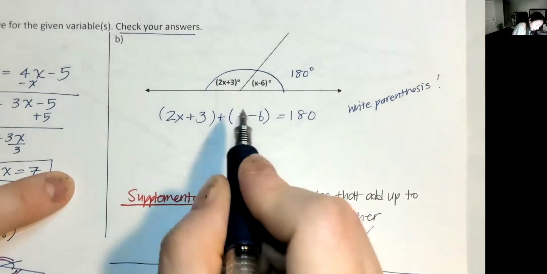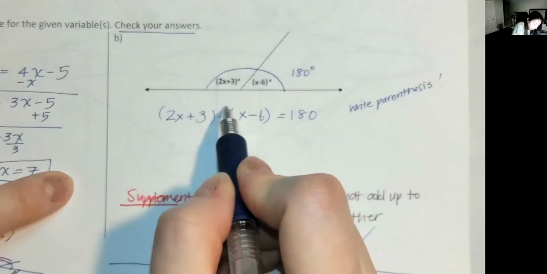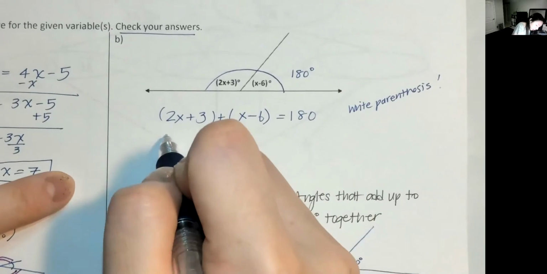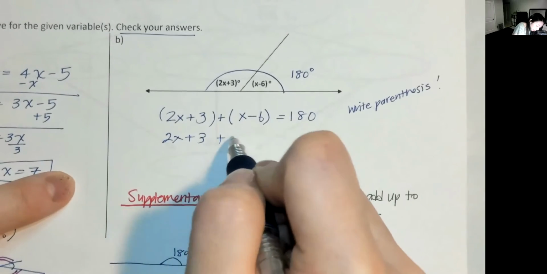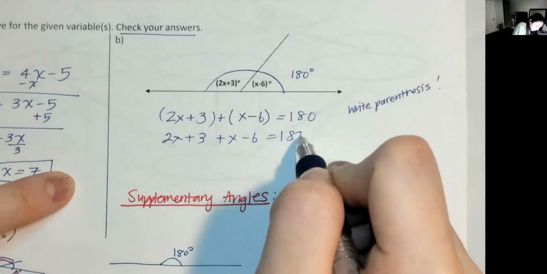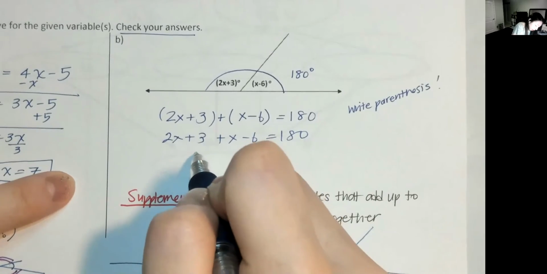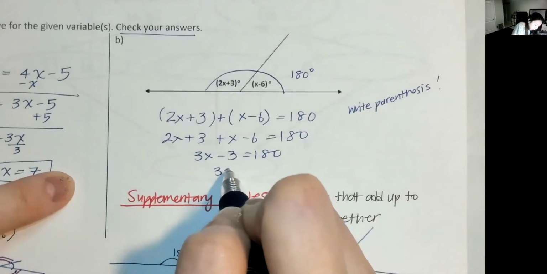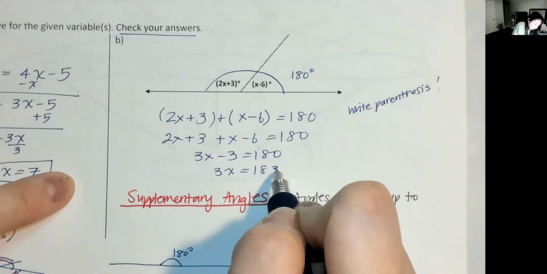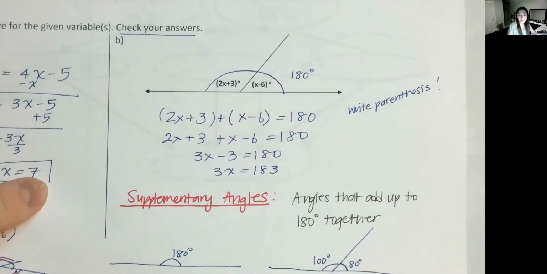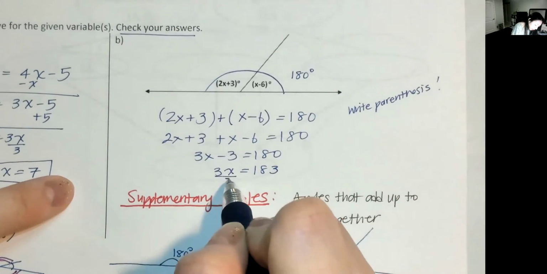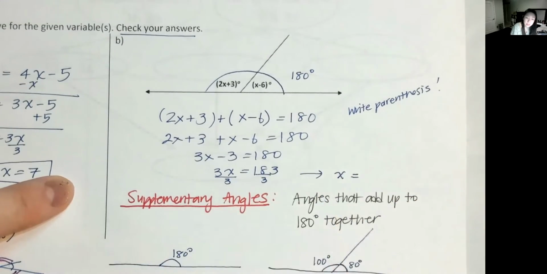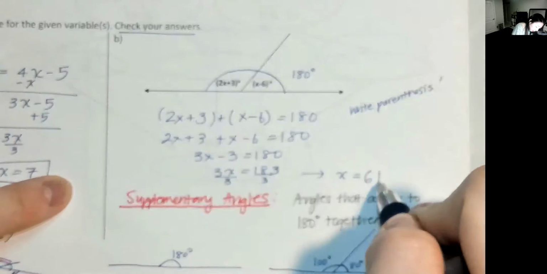Okay, so then if we add this together, we can get rid of the parentheses once we distribute the positive. 2x plus 3 plus x minus 6. 3x minus 3 is 180. So 3x is going to be 183. And then you're going to have to divide both sides by 3. Therefore, looks like x is equal to 61.